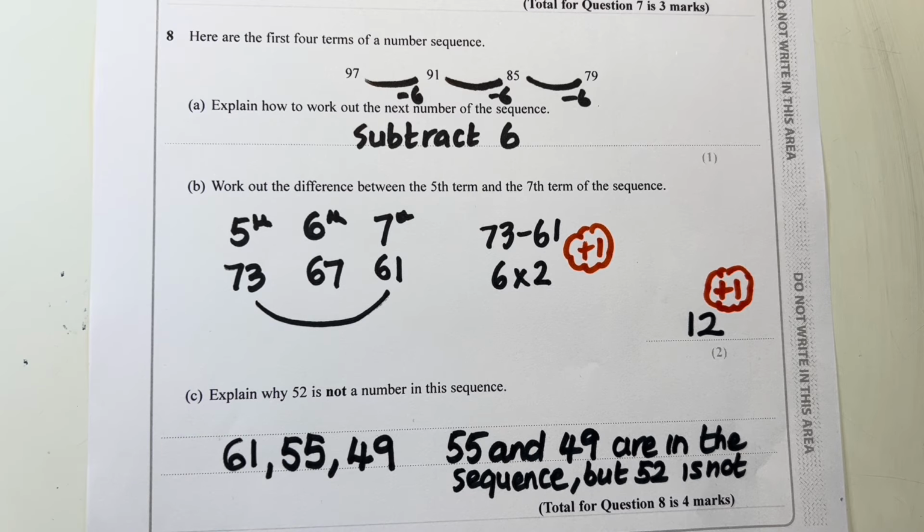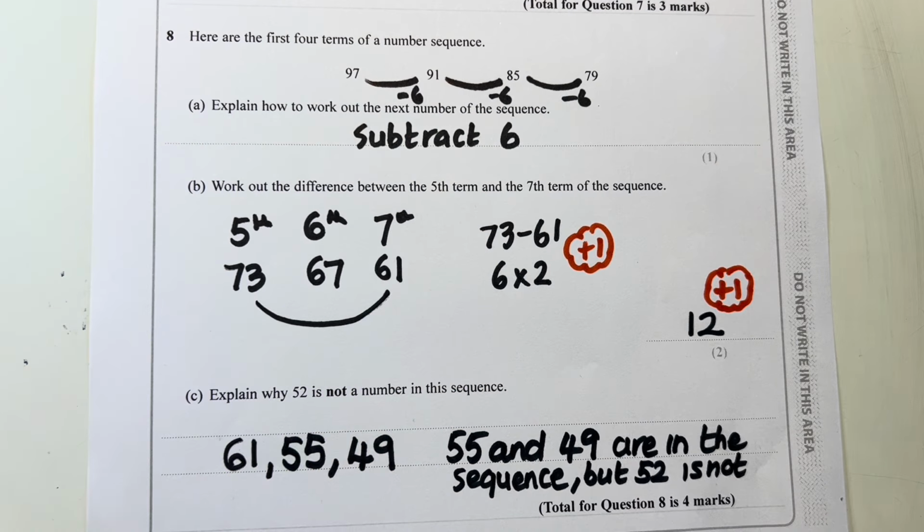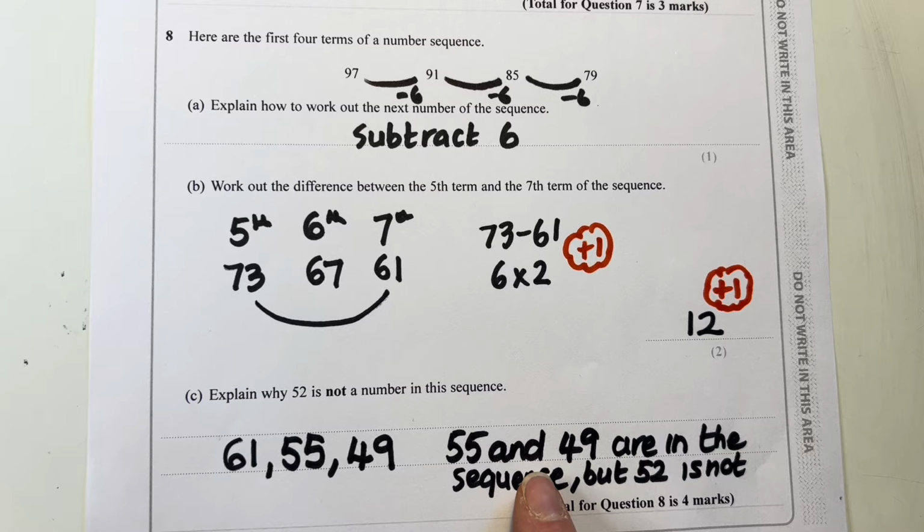Part C is also worth 1 mark, and they will accept if you state 52 is an even number and that the sequence only includes odd numbers. And they will also accept you stating that 55 or 49 are in the sequence, but you can't reach 52 from either of them.